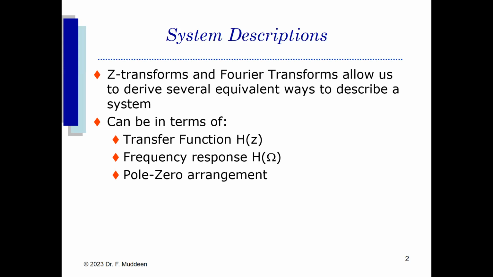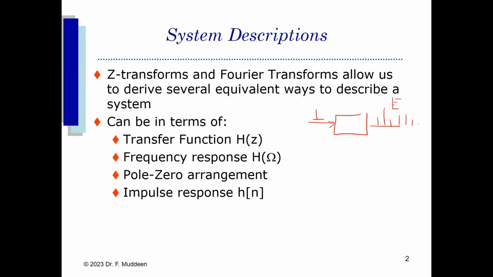So you could describe a system in terms of that. You could describe it in terms of its impulse response in time. Remember from signals and so on, if I have a system and I put an impulse, a unit sample in, then what I get out is a series of values. This is the h[n] here, the impulse response.